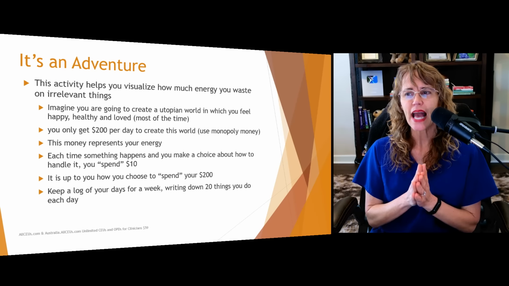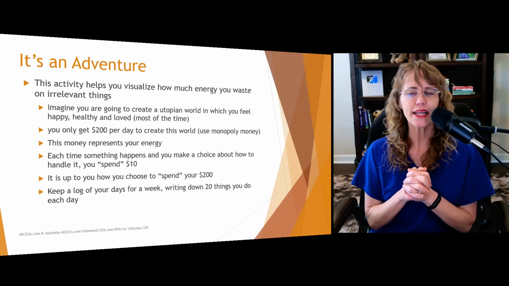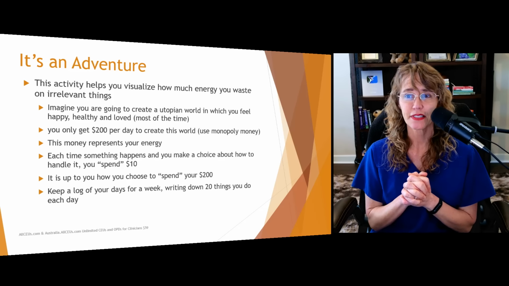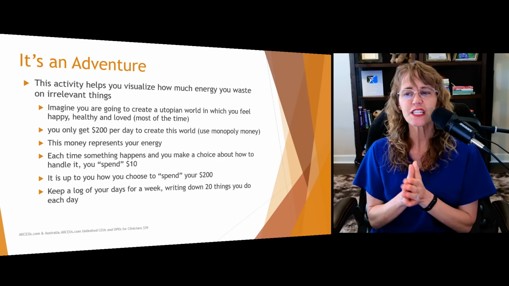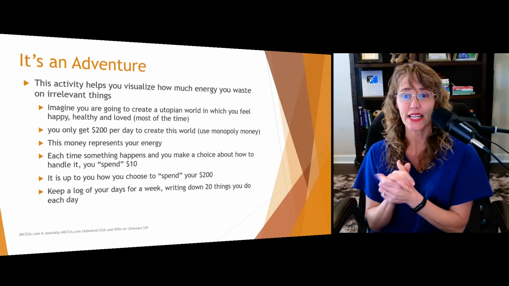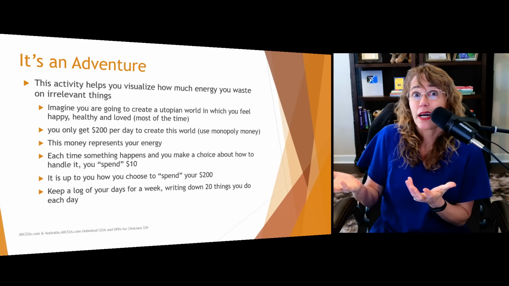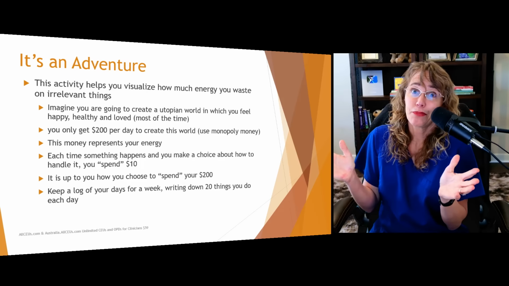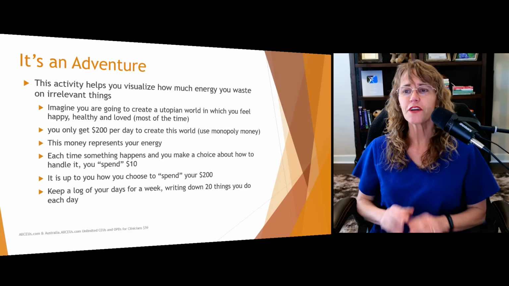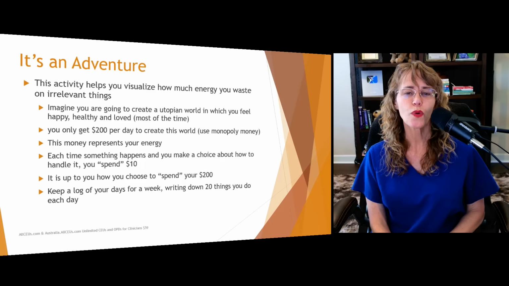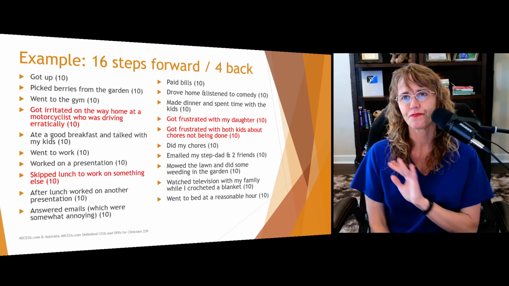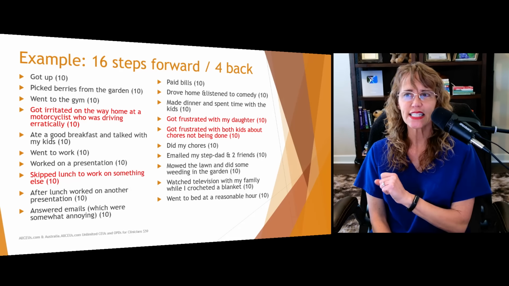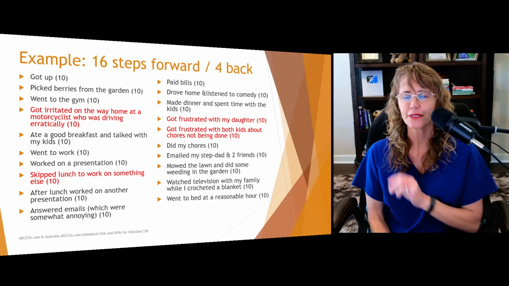Each time something happens and you make a choice about how to handle it, you spend $10. It's up to you how you choose to spend your $200 that day. But once you're out of money, you're out of money. You can't play anymore. Keep a log of your days for a week, writing down 20 things you do each day. So for me, I had 16 steps forward and 1 step back.